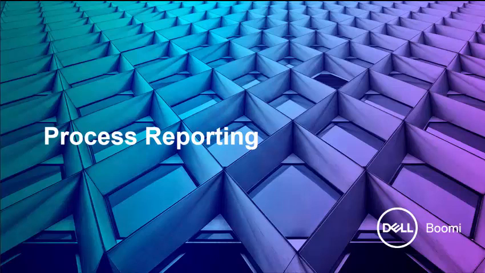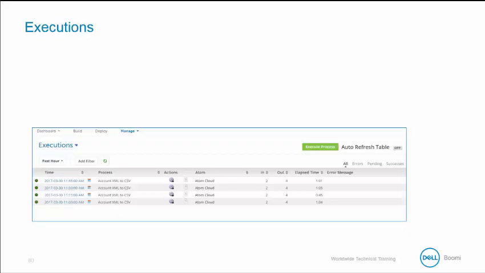Once our process is scheduled, let's examine it through process reporting. Now that our process is successfully deployed, our execution history displays in the Manage Process Reporting tab. Let's take a few moments and examine some of the key features.